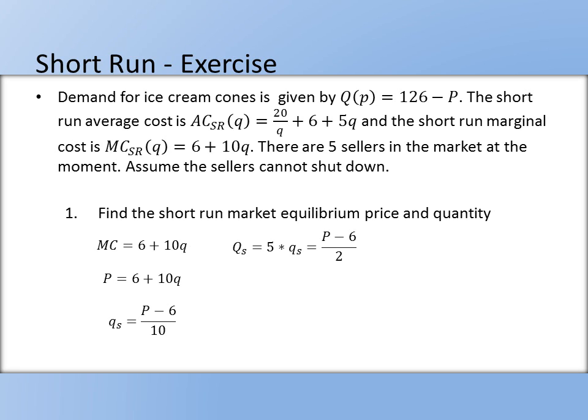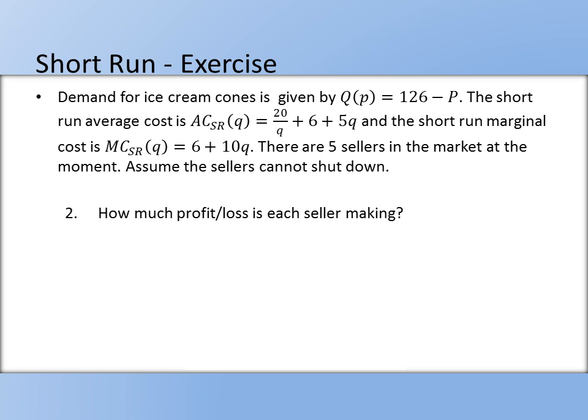Now let's find the market supply. With 5 sellers, the market supply is (P minus 6) over 2. Equating demand and supply gives us the market equilibrium. What we have is 126 minus P equals (P minus 6) over 2. So P equals 86. And Q equals 126 minus P, which equals 40.